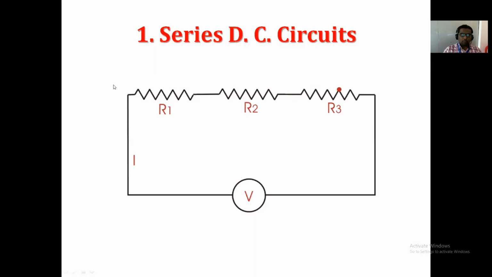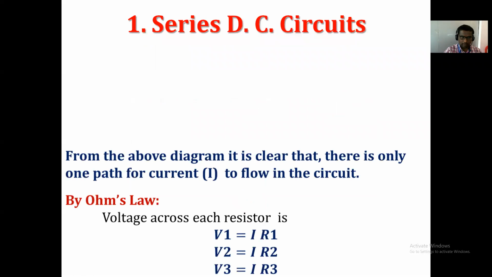But this total voltage is applied to the complete series circuit. So V1 plus V2 plus V3 is equal to the applied voltage, but the current flowing through all these three resistances is the same. Get my point? Okay.